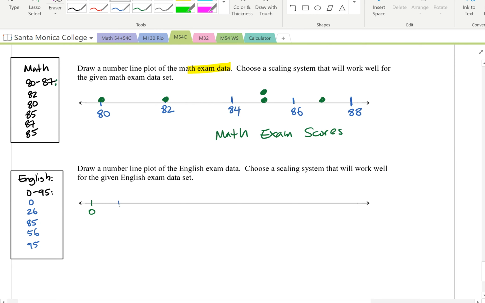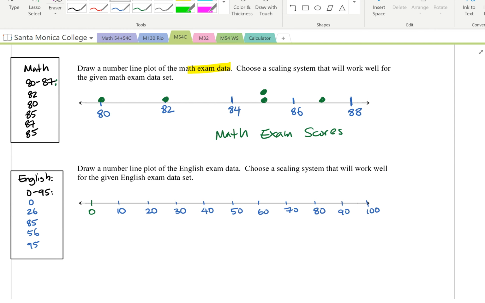And it's important here that you use a pencil, so in case you want to change a number line, you can erase it and do it again. So 20, 30, 40, 50, okay, 60, 70, 80, 90, 100. Okay, looks like I used the whole entire number line here.